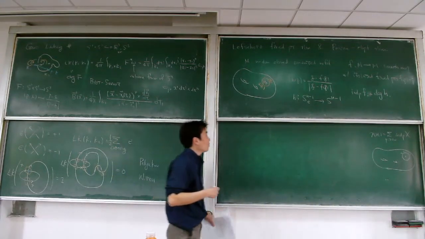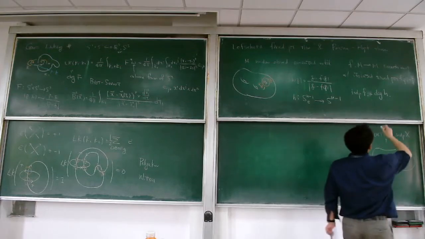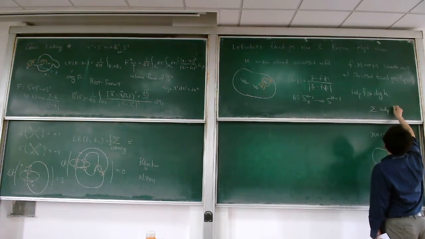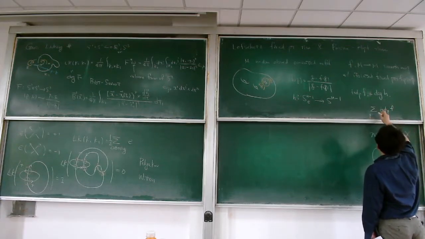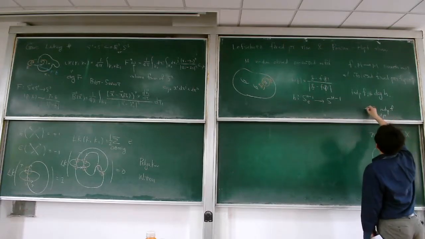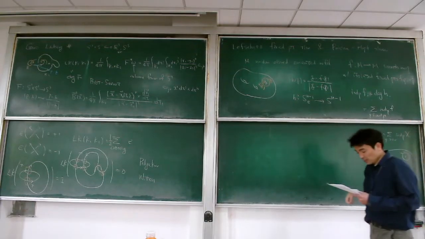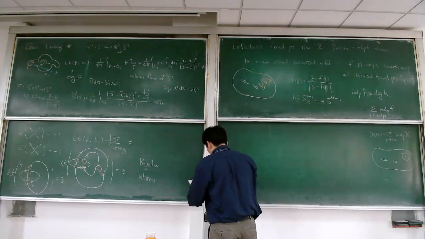So what we are interested in is the sum of the indices at the points P of F, where P is an isolated fixed point. The question is, what is this quantity? It's very similar, right? And indeed, this quantity is the so-called Lefschetz number.